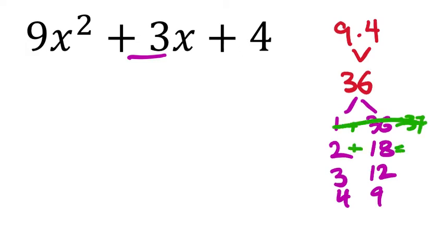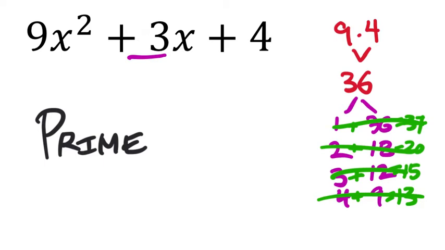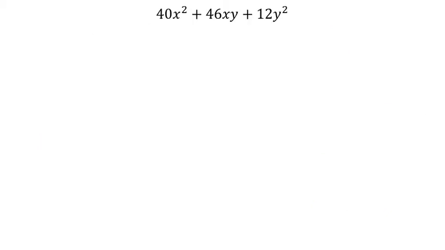What about 2 plus 18? That's 20, so that's no good. 3 plus 12, 15, no good. 4 plus 9, 13. What if you made these negatives? It makes all four of those values negative. So this one, it'll say this on the assignment, you just write in prime, meaning that it can't be factored at this point. Of course, I suppose there are ways to do it, but we're not concerned with that right now. I like this problem because it's quick, but maybe you don't. I don't know.